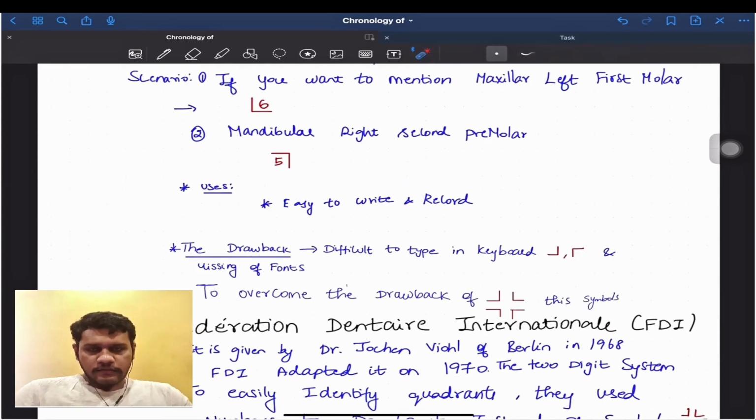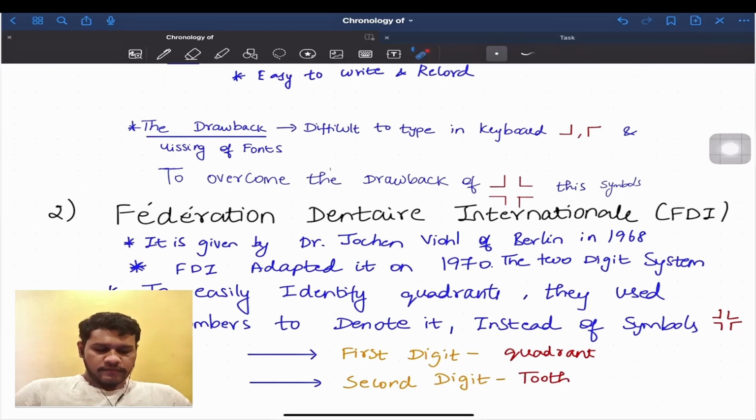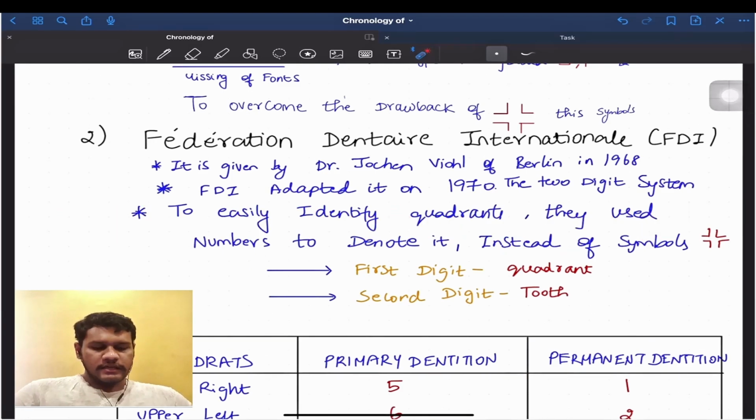Next, we come to the uses of the system. First, this system is easy to write and record. Instead of writing the tooth name fully, you can simply write this. So this is very easy to write. If you want to store this data in a computer, it is hard to input the angles on the keyboard. So it needs a different font. It is difficult to type on a keyboard and computerize the data. To overcome this drawback of the angles, two systems came. One is the FDI system, another one is the Universal system. Let's move on to the second, the Federation Dentaire Internationale FDI system.